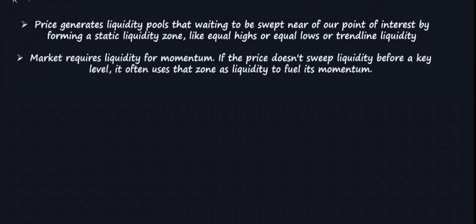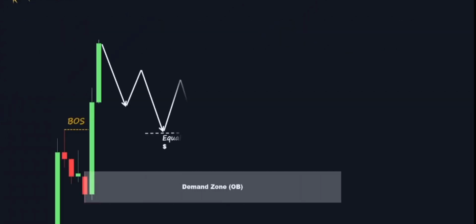The idea is simple. Market requires liquidity for momentum. If the price doesn't sweep liquidity before a key level, it often uses that zone as liquidity to fuel its momentum. For example, here we can see that the price retraced back down, formed an equal low, and also created great liquidity below the double bottom, suggesting the presence of pending orders and stop losses waiting to be triggered and swept by the market, which is located near our identified demand zone.